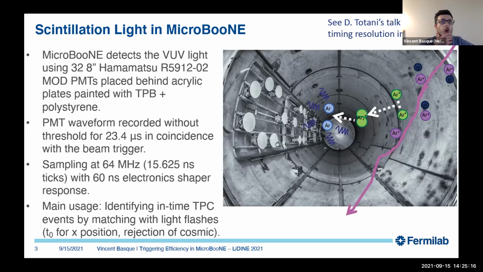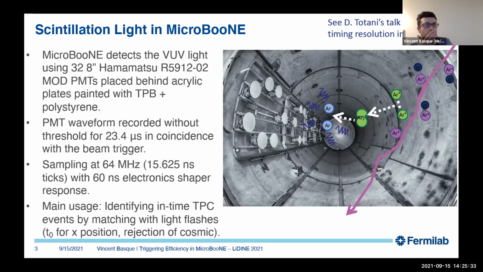The PMTs were read out without threshold, in coincidence with the trigger beam that we obtain from the auxiliary division. So we know when the neutrinos are coming. And we have a sampling of 64 megahertz with a 60 nanosecond electronic shaper response.